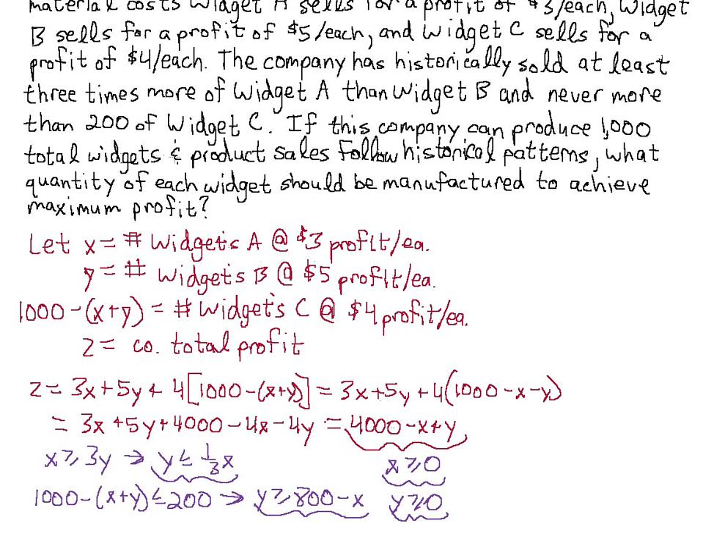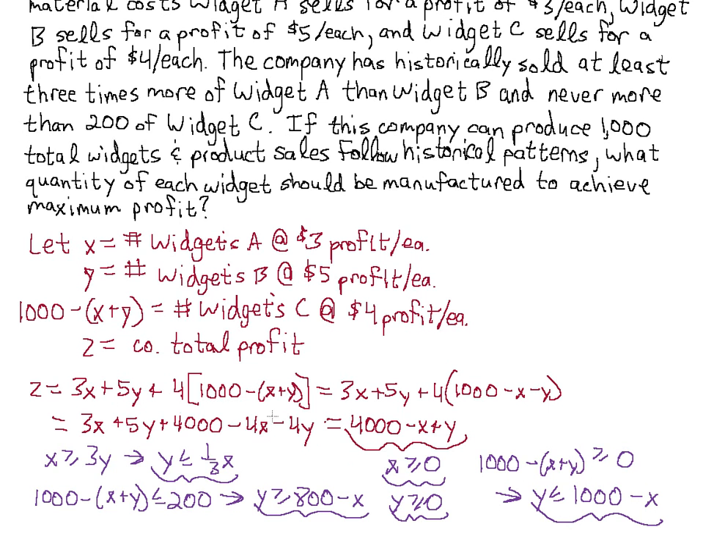All right, and also we can't produce a negative number of widget C. So that's going to be our 5th constraint. So we're going to have 1,000 minus x plus y, and that's going to be greater than or equal to 0. And if we simplify this out, in slope-intercept form, y is less than or equal to 1,000 minus x. So here is our 5th constraint.